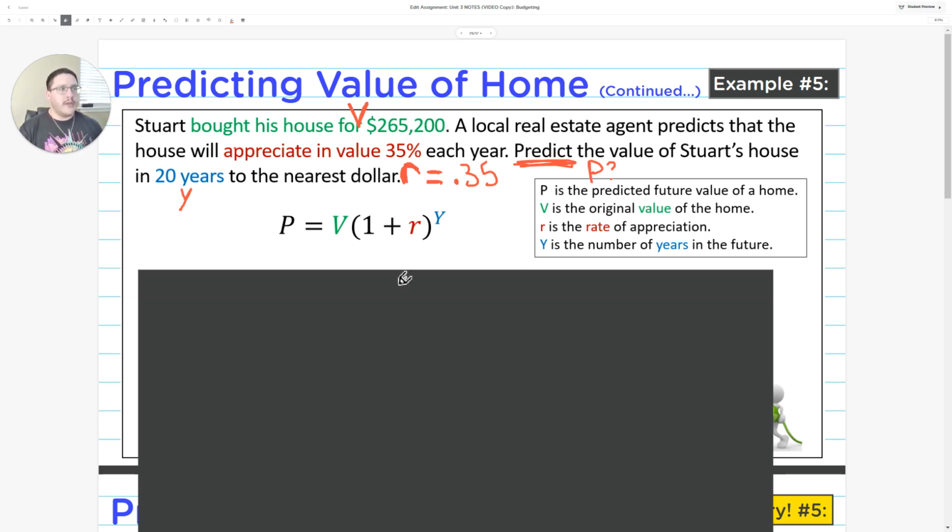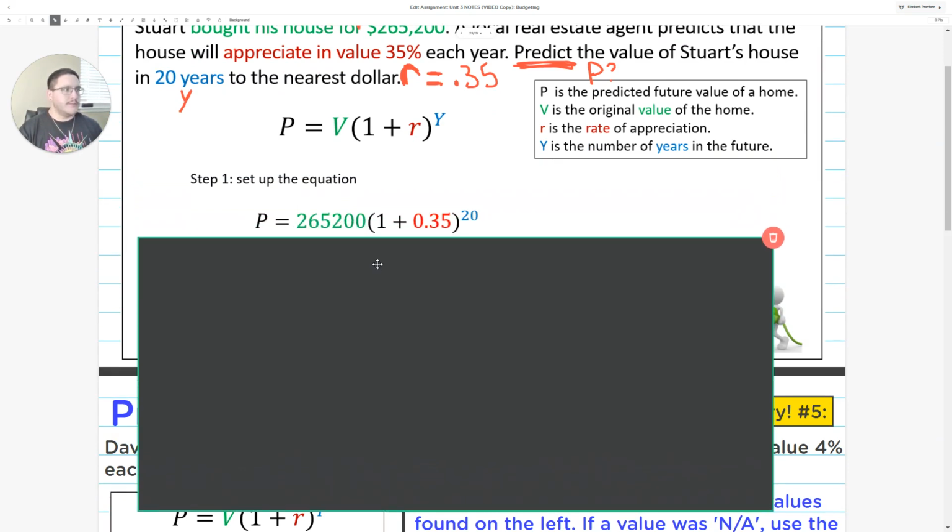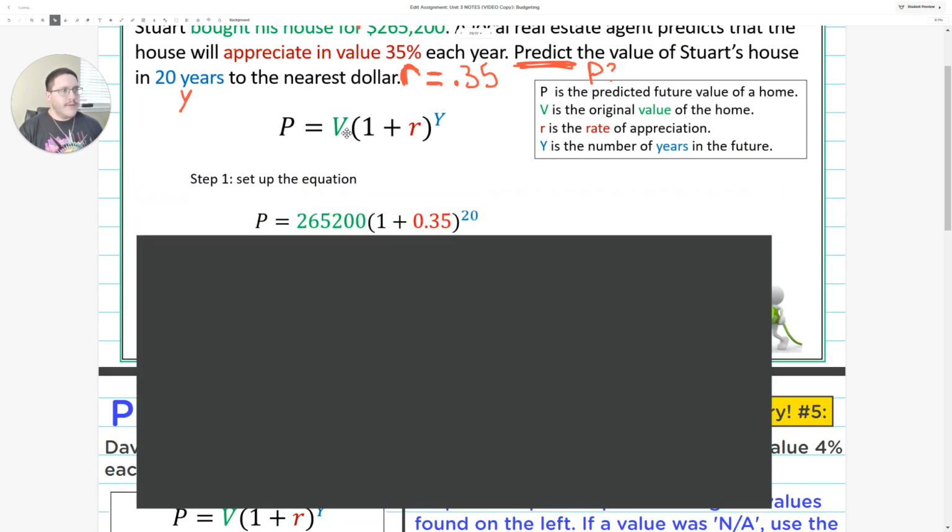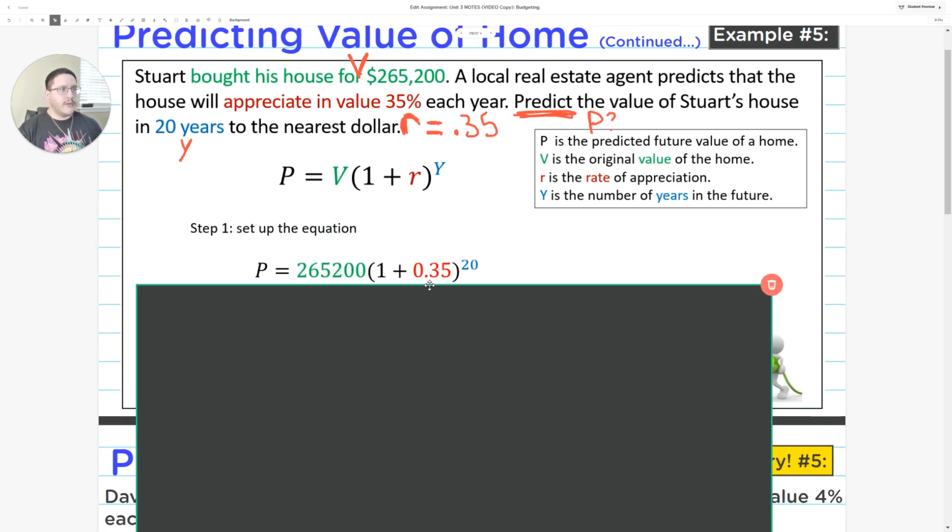We're going to use all these values and plug them into the formula, and you should see the following. V turns into 265,200. R turns into 0.35, and then Y turns into 20. Notice how P is by itself, and everything on the right side is a number that we can calculate. So we're just going to plug this into the calculator.